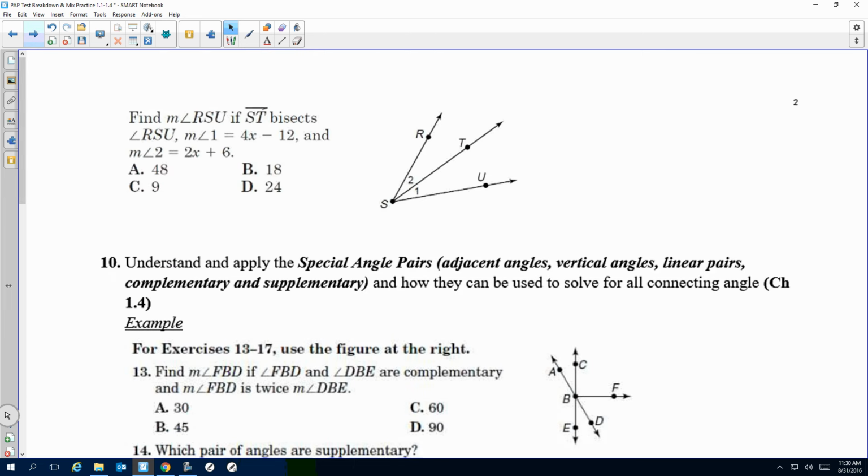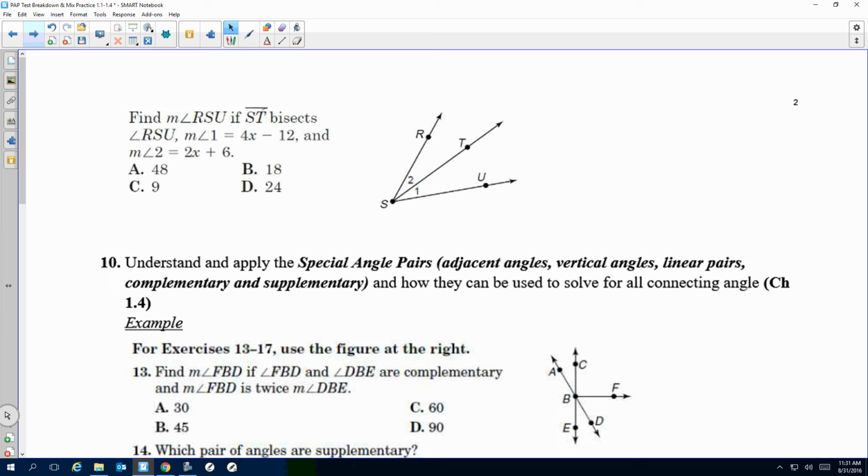I like this next question, because this is a very good question to see if you understand what a bisector is and what it does to an angle. So, find the measure of angle RSU if ST bisects it. I know ST is the bisector of angle RSU. The measure of angle 1 is 4x minus 12. The measure of angle 2 is 2x plus 6.